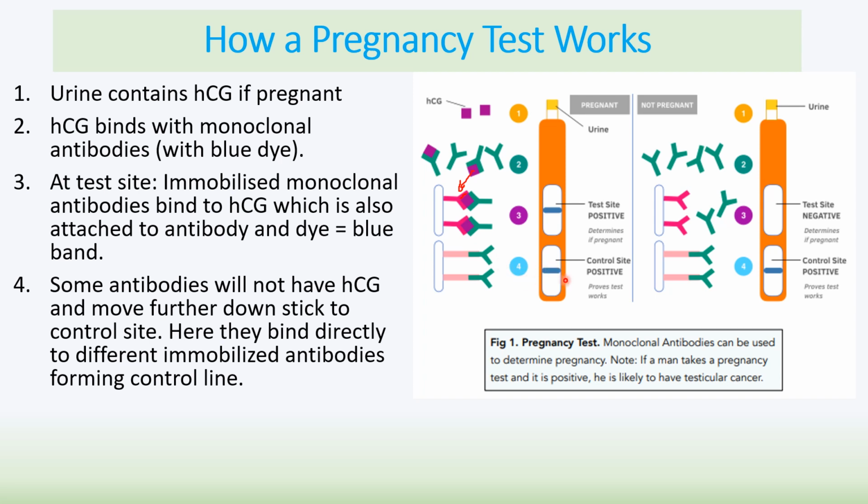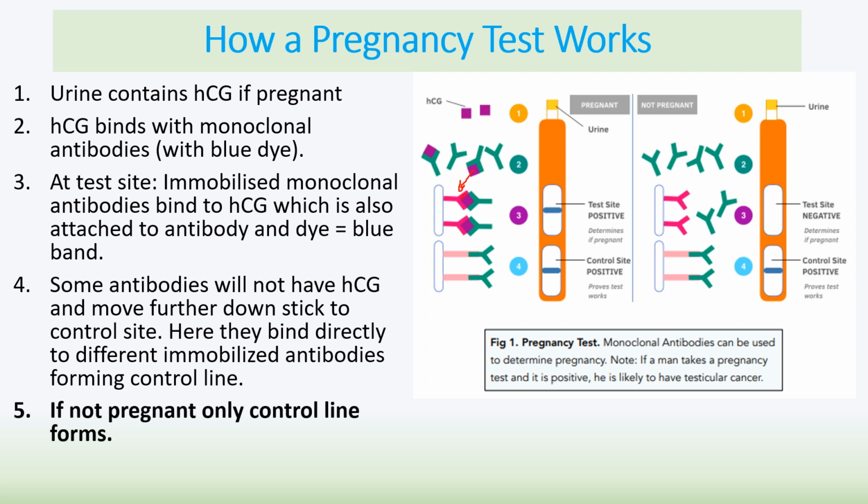Now, if you're not pregnant, obviously you have no HCG, therefore no HCG will bind to these immobilized antibodies here, so you don't get a line, and then all your antibodies will attach to the second set of immobilized antibodies, so you get a control line there to show the stick worked, but you are not pregnant.